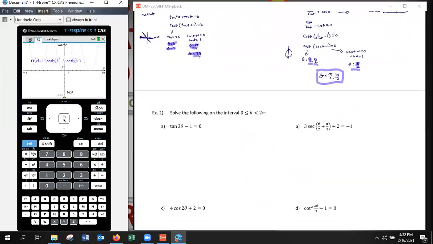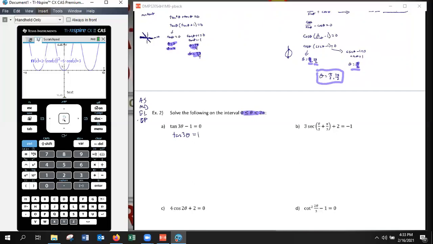All right, so now I'm solving on the interval from 0 to 2 pi. So in order to solve on the interval from 0 to 2 pi, again, we undo addition, subtraction, undo multiplication, division, undo exponents, logarithms, and then grouping in parentheses. The first step to this problem is let's add 1 to both sides. So tangent of 3 theta equals 1.